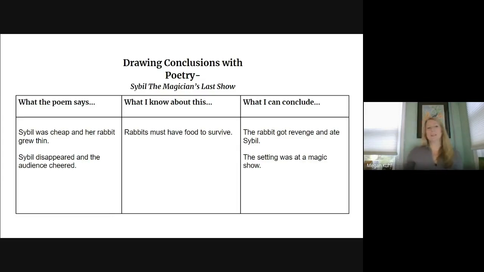So what do I know about this? What do I know about rabbits? Well, I know rabbits have to have food to survive, right? So we can conclude that the rabbit got revenge and ate Sybil. We can also conclude that the setting of this poem was at a magic show based on the fact that there was an audience and the audience cheered.